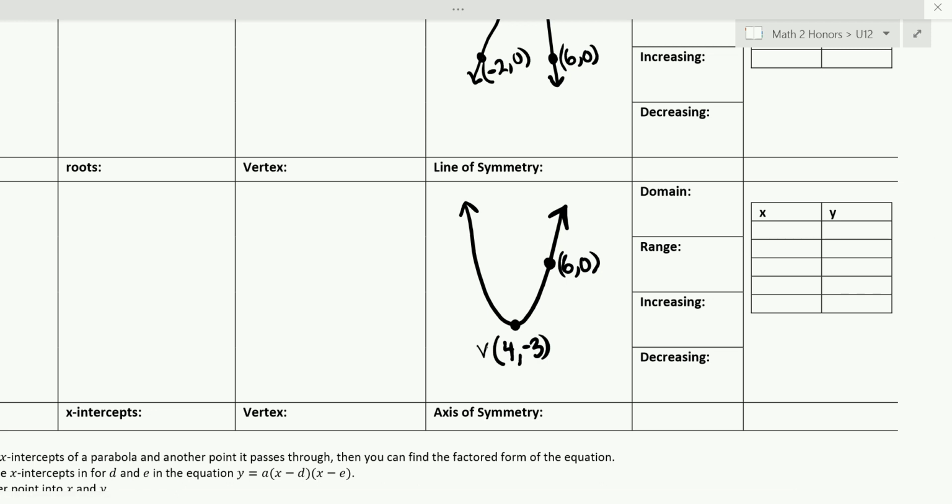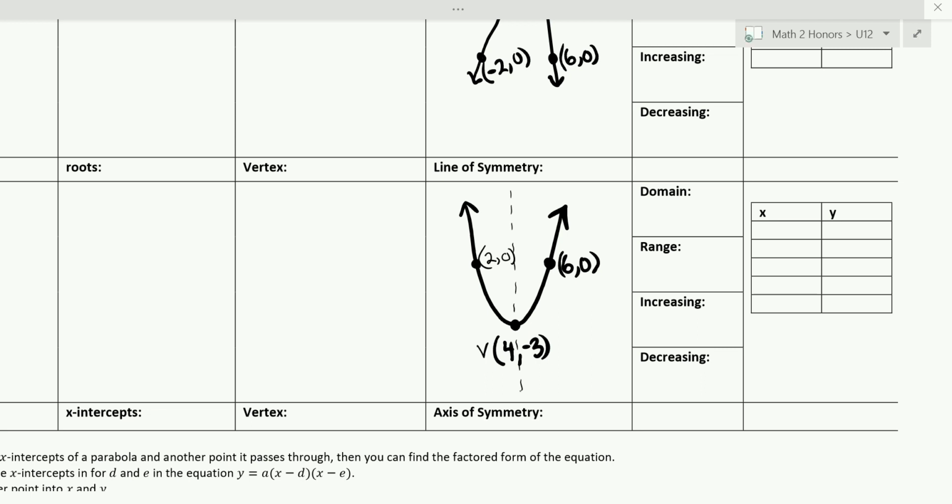So I need both x-intercepts. Could I come up with my other x-intercept? Sure. What's the other one right here? (2, 0). Because we have this axis of symmetry or line of symmetry going right down the middle. And the middle is at 4. And I go 2 to the right to get to 6. So I go 2 to the left to get to 2, and they're the same height. So those are my two x-intercepts.